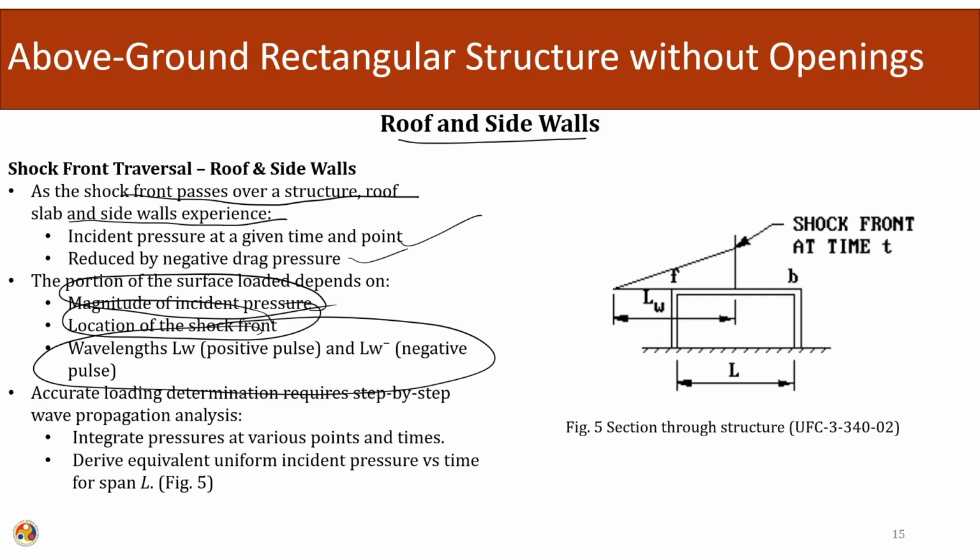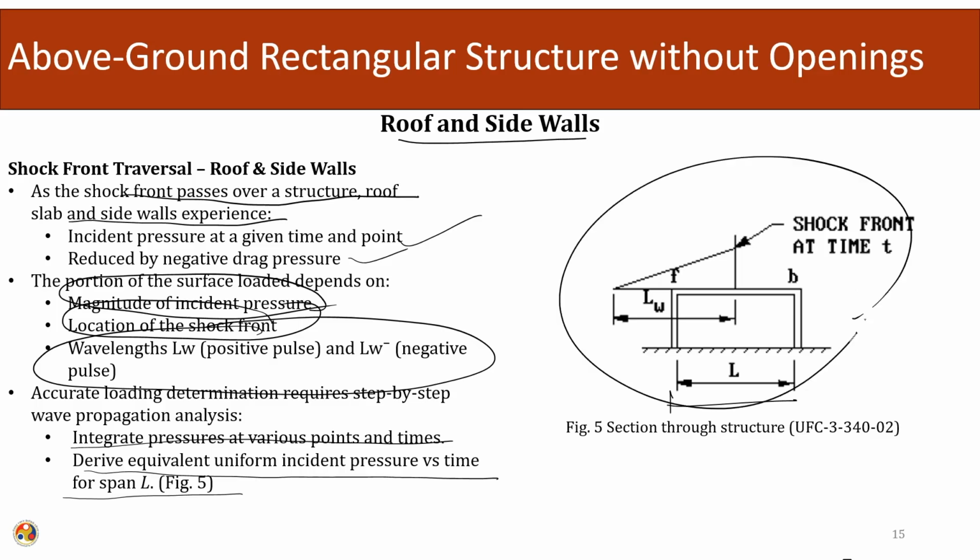Accurate loading determination requires step by step wave propagation analysis. We need to integrate pressure at various points, so integration in time as well as in space. Then we have to derive the equivalent uniform incident pressure versus time for a given span length L. This treatment is for the side walls and the roof. Here we have taken a section through the structure.